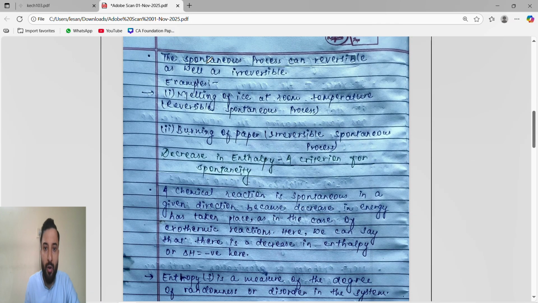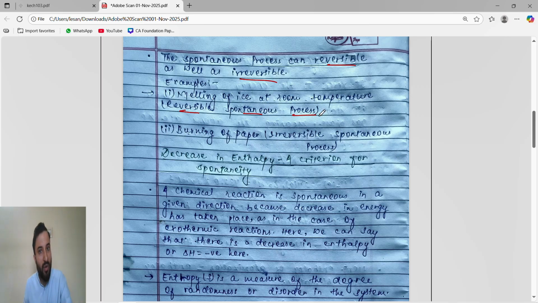Okay, now spontaneous process can be reversible as well as irreversible. So example like melting of ice at room temperature is a reversible spontaneous process. So see, melting of ice, obviously I will take a bowl. In that bowl I will keep the ice cube. So what will happen? At room temperature that ice cube will melt into water. So that is the melting of ice. Then again I will take that same bowl and I will keep it inside the freezer. So what will happen? That water will again convert into ice. So that's why melting of ice at room temperature is a reversible spontaneous process.